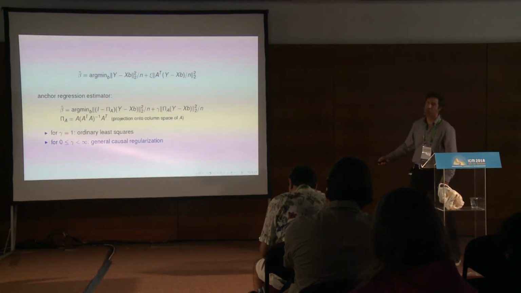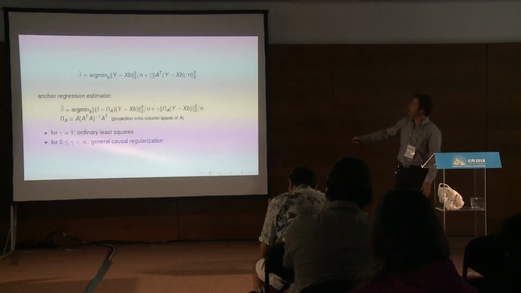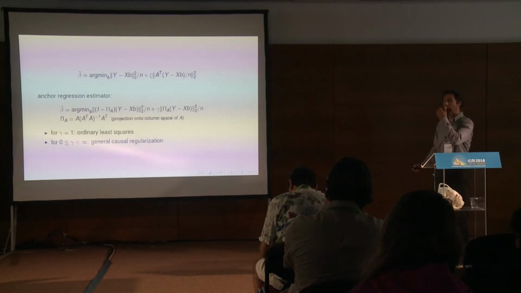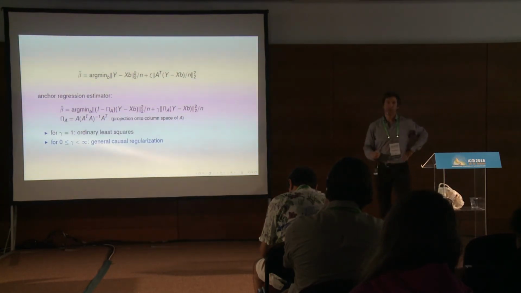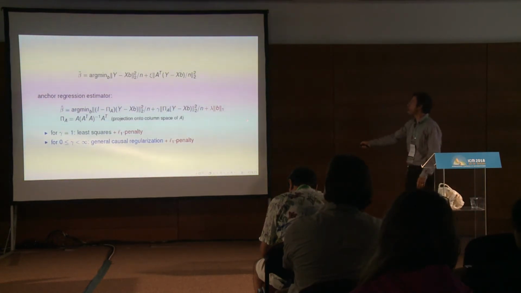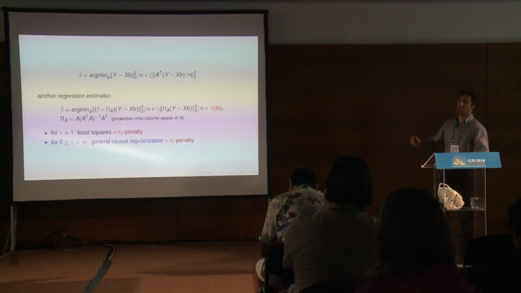We formalize it with a projection estimator. We project on the column space of A. We look at the anti-projection of the residual length squared plus the regularization, and then the projection on A of the residual length squared. Okay? If gamma is 1, this is ordinary least squares. This is Pythagoras, right? If gamma is something else, we call this general causal regularization. You can put additional sparsity penalties on this. If it's a high-dimensional problem, you can do an L1 norm penalty. You can do some sort of other sparsity penalty if X is high-dimensional. So this is a convex problem.